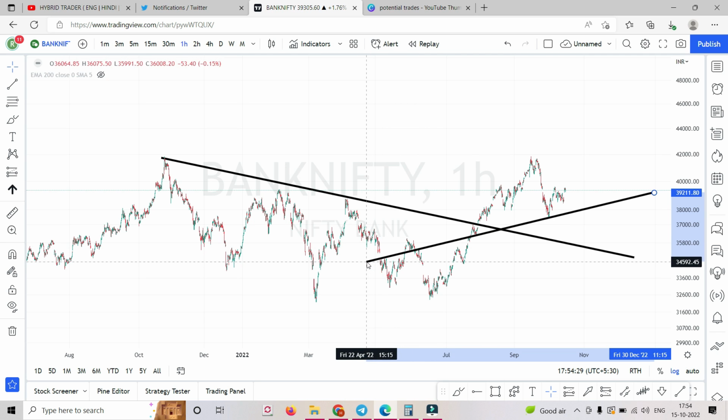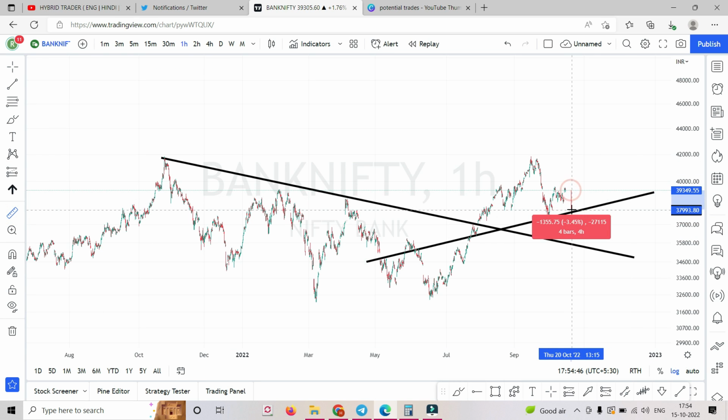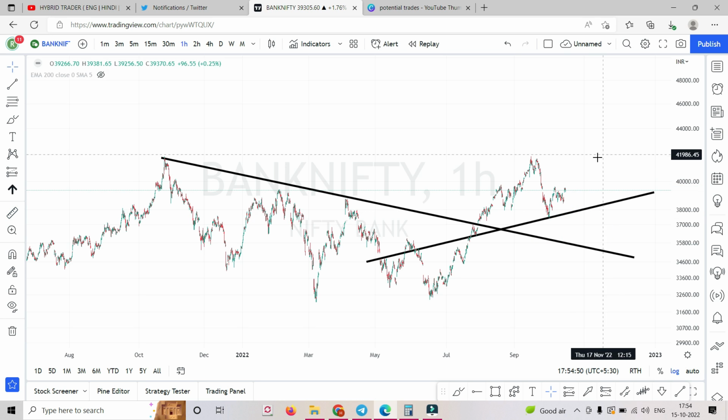If I drag this, see, the same thing acted as a resistance here, the same thing acted as a support, it broke, and then see the consolidations, again it acted as a support. So I have this trend line. Okay, so what is the gap it has? Maybe 4%, right? So now I have to have the resistance. So I got this support. Okay, 4%.